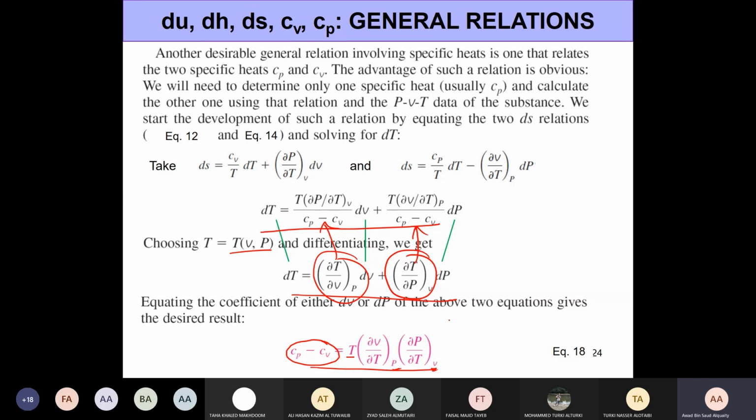Now you can determine the difference between Cp and Cv, provided you know the pressure-volume-temperature relation for that particular substance. So for example, for an ideal gas, we know PV is equal to RT. Using this PV equals RT formula, I could just plug it in here and calculate the partial differential of specific volume with respect to temperature.